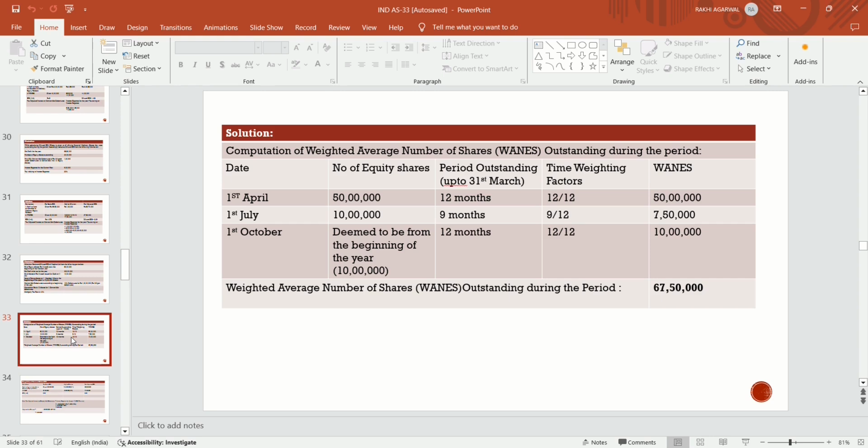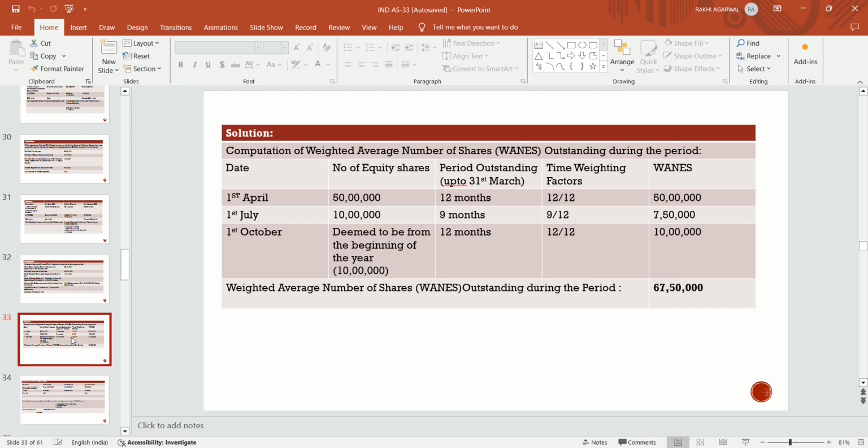Period outstanding. Time weighing factor is 9 divided by 12, so it becomes 10 lakh into 9 divided by 12, so it becomes 7 lakh 50,000. Now on 1st October, they issue a bonus on the opening outstanding balance, in a 1:5 ratio. That is, every 5 shareholders will get 1 share. So 50 lakh divided by 5 into 1 becomes 10 lakh.